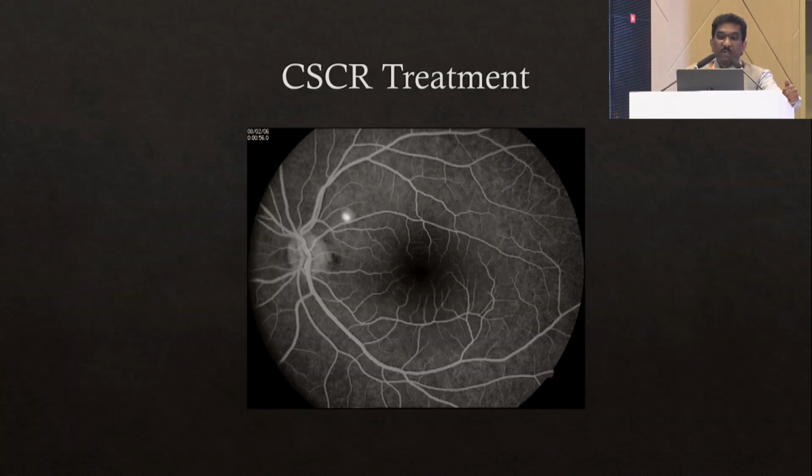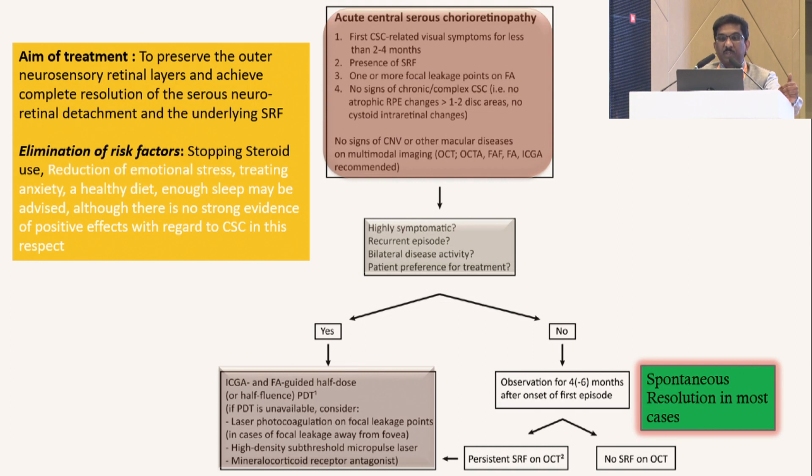Coming to the treatment, whenever you see a patient of acute CSR, most commonly what we do is conservative management and look whether the patient is highly symptomatic, or is a recurrent episode, or it's a bilateral disease activity. So if it is highly symptomatic or recurrent, then one may consider active treatment, that is laser. Most important before you consider this treatment is to eliminate the risk factors, reduction of emotional stress, treating the anxiety and other things, because most of our patients would resolve spontaneously.